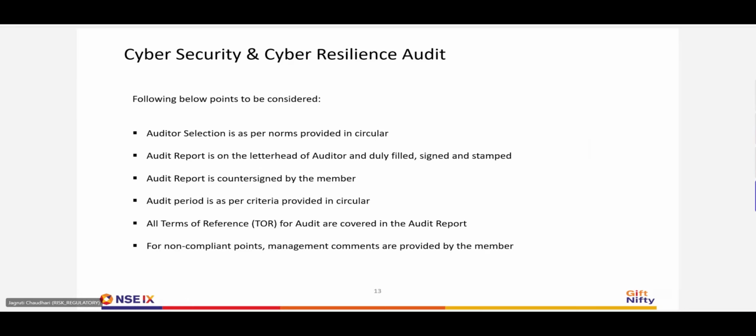Now, we have observed that the following points are not being met. These are issues which we find after the submission, where we receive submissions from the members and see that a lot of these criteria are not being met.